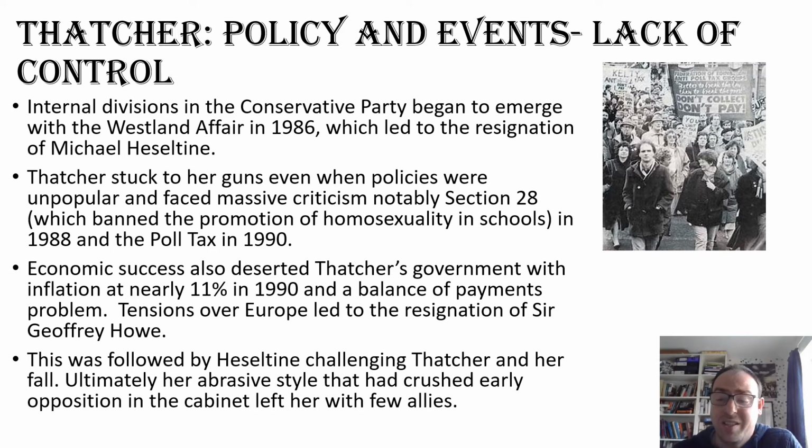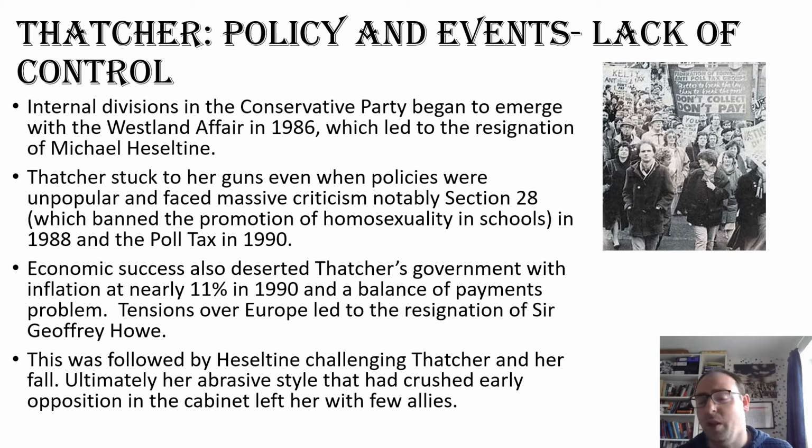The economic success would have been this big boom in the mid 80s. This all collapsed towards the end of the 80s, and by 1990 inflation, which the Conservatives had made their prime goal to destroy and seem to have done a reasonable job at, was just under 11%. The balance of payments was a problem again. There were tensions within the Conservative Party over, you've guessed it, Europe. This led to the resignation of Thatcher's longest serving member of cabinet, Sir Geoffrey Howe.